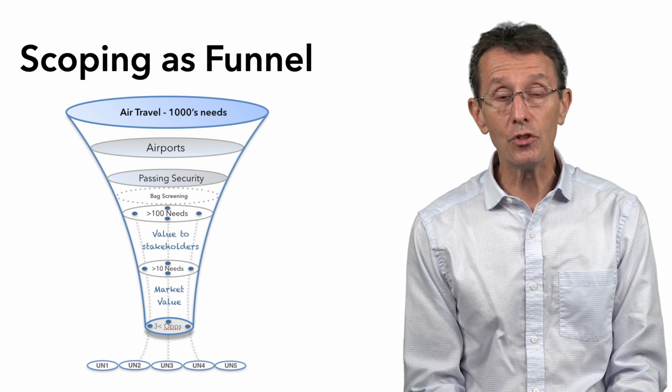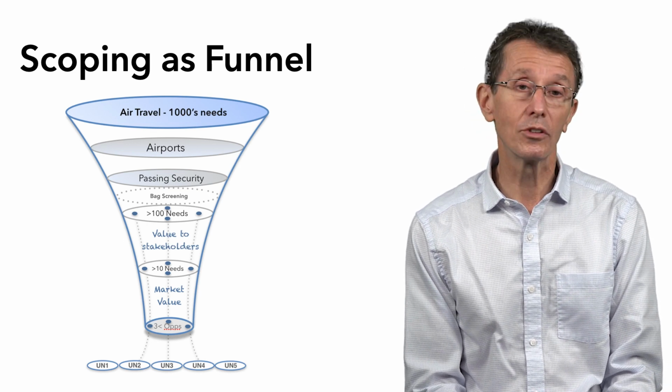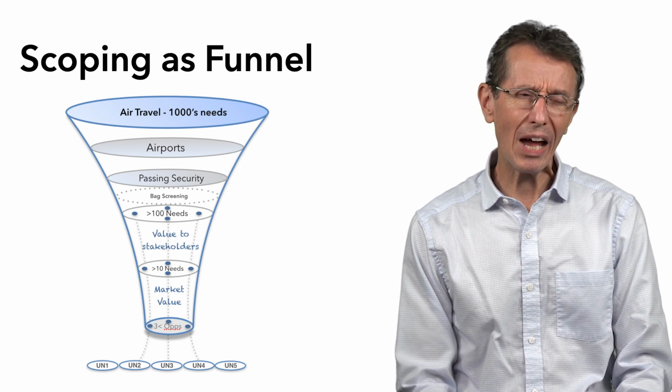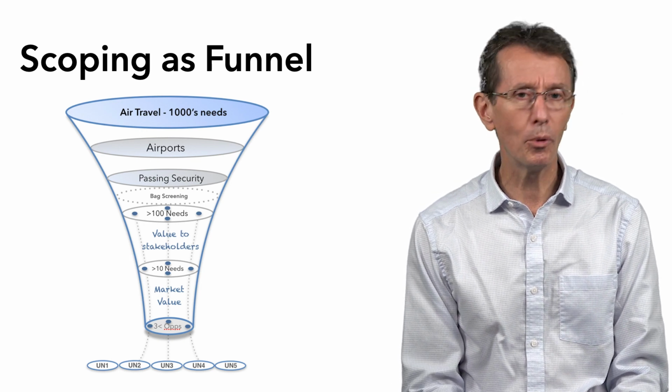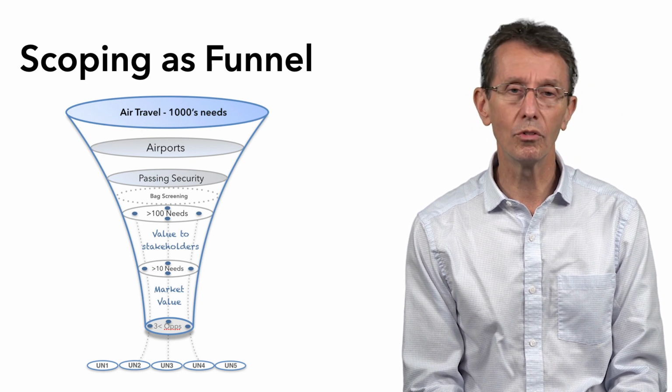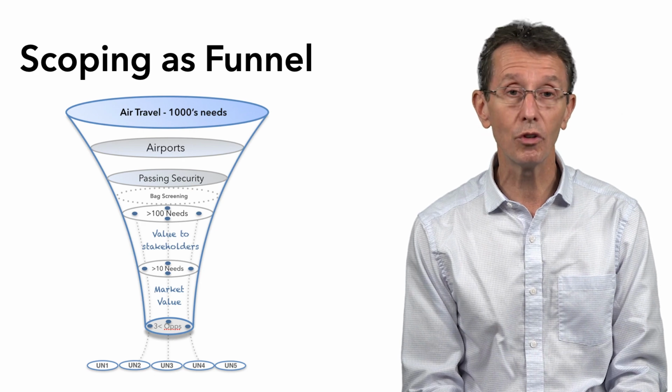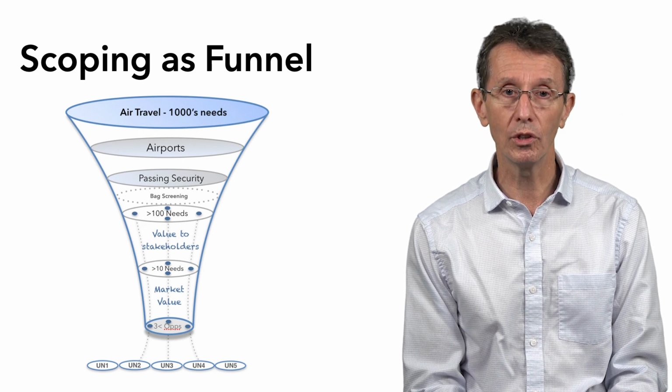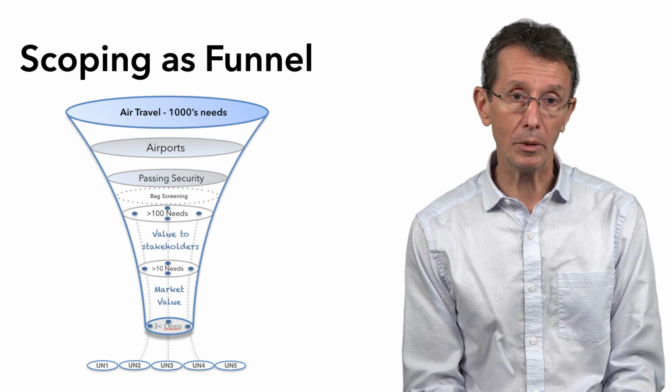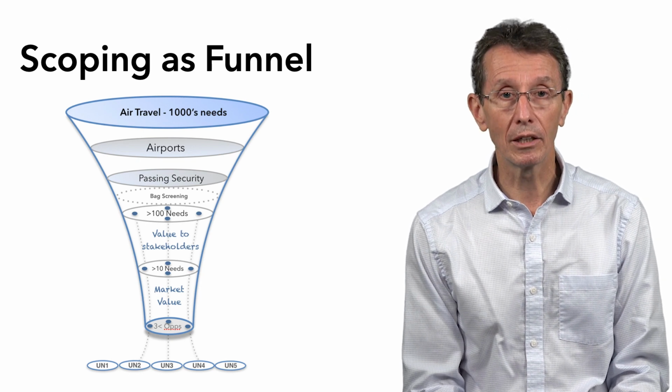If you just looked at air travel, getting from Pittsburgh to San Francisco, there would be thousands of needs along the way: in the airport, on the aeroplane, at the airport on arrival, maybe the journey to and from the airport, etc. An awful lot to look at. You could conceivably do that, but it would take a long time and a lot of resources.